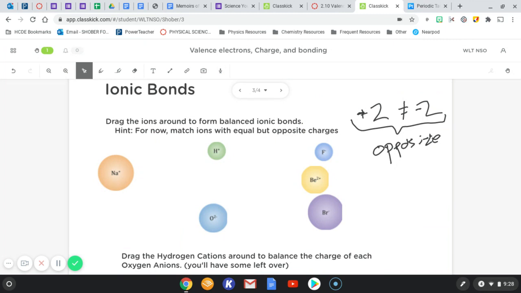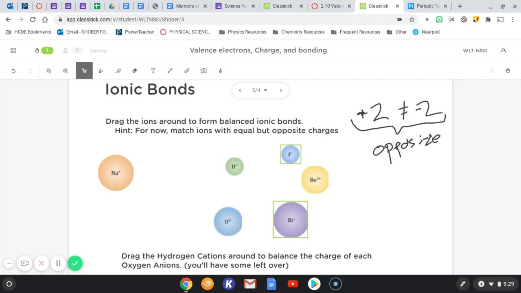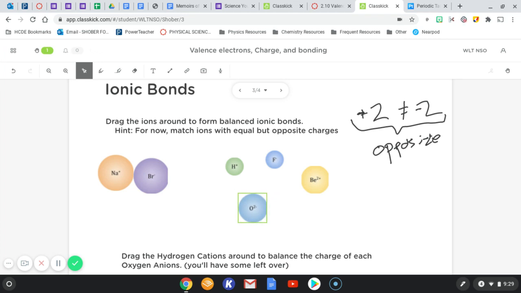And if I look around, I've got another +1 here. I've got a -2. Here's a -1. And there's also a -1 up here. So you could choose either of these, actually. Just for fun, I will choose the Br. So we have Na and Br. So then you've got to make 2 more pairs using the same kind of logic there with getting equal but opposite charges.